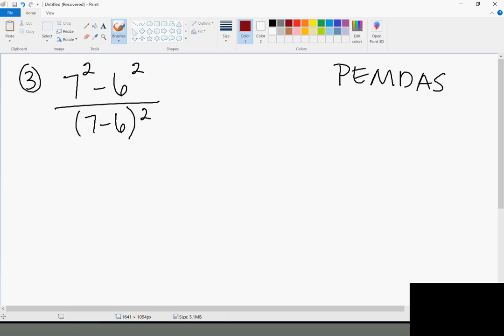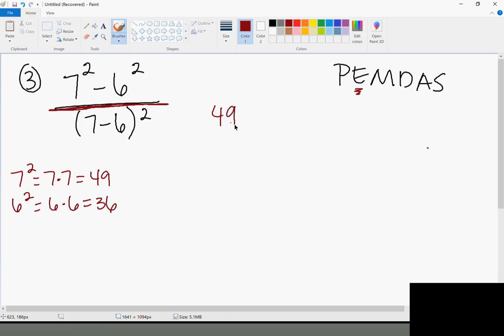So now, we don't have parentheses here, but we do have a fraction bar. So it's best when you have a fraction bar to simplify the top, then simplify the bottom, and then divide. Let's focus on the top. So we have 7 squared minus 6 squared. Let's take care of the exponents. So 7 squared is the same thing as 7 times 7, which is 49. And 6 squared is 6 times 6, which is 36.